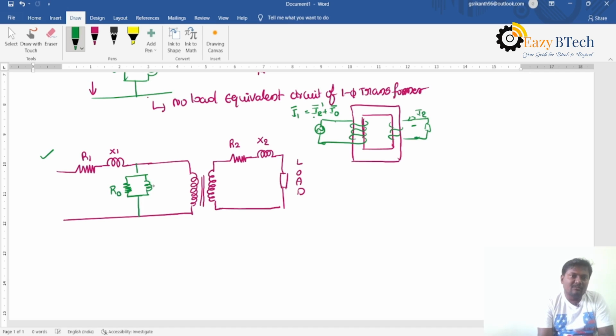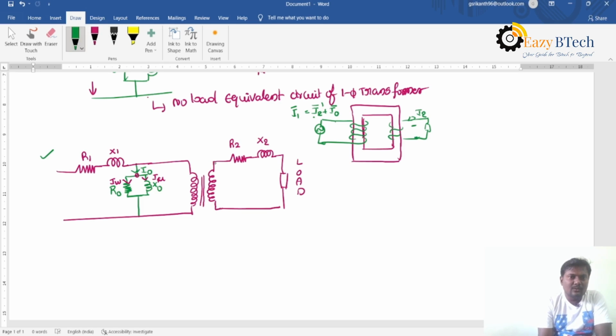So the active component is the resistor, the reactive component is X0, the no load current is I0, the current flowing through the resistor is IW, and the current flowing through X0 is IB. If you apply KCL at this point, it is satisfied: I0 bar is equal to IW bar plus IB bar.